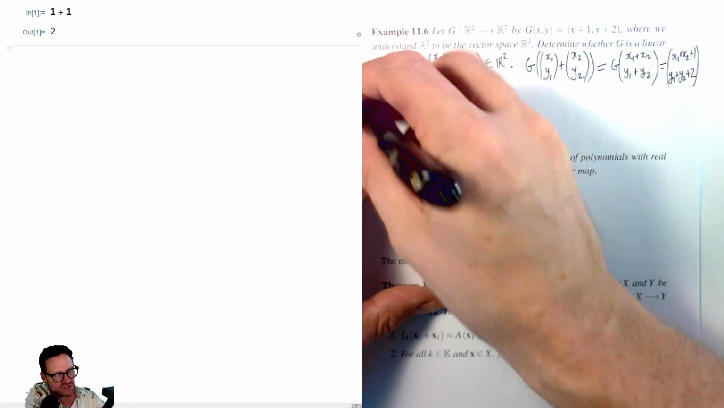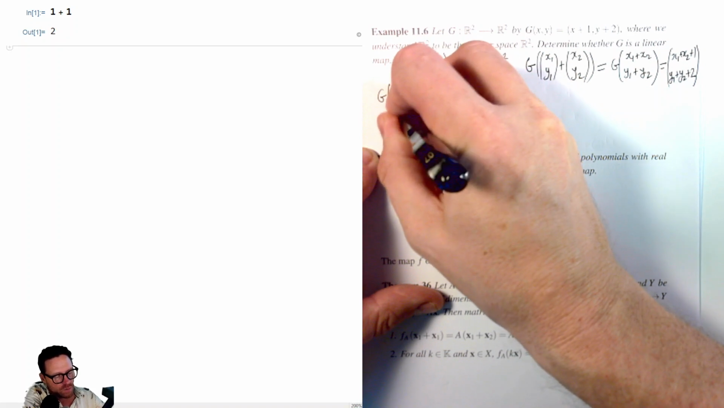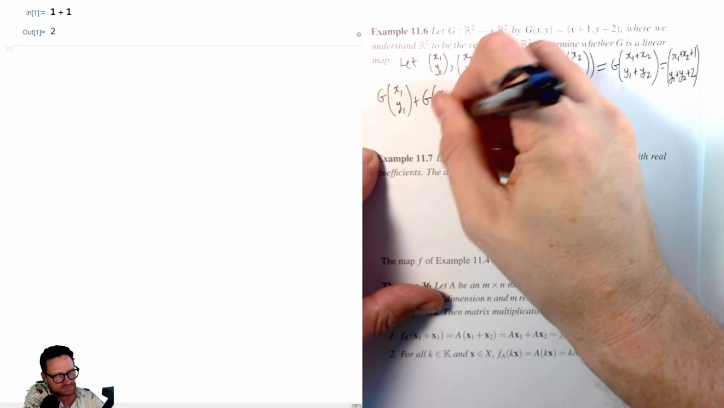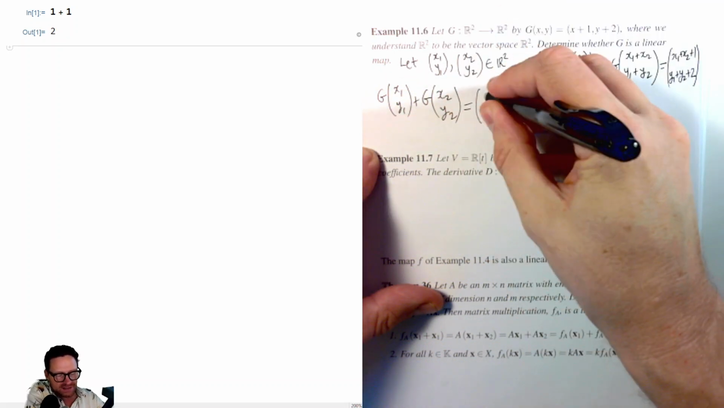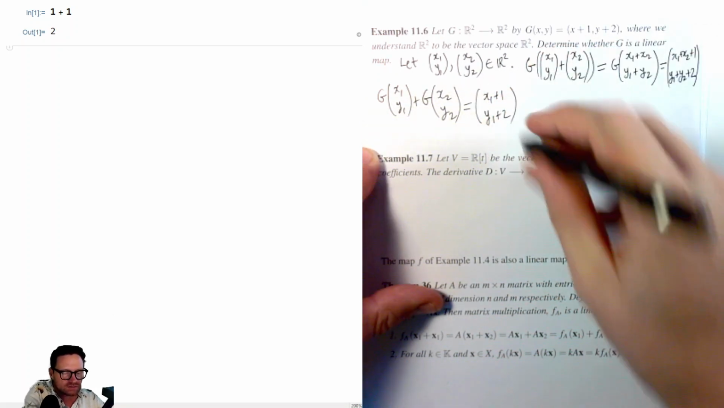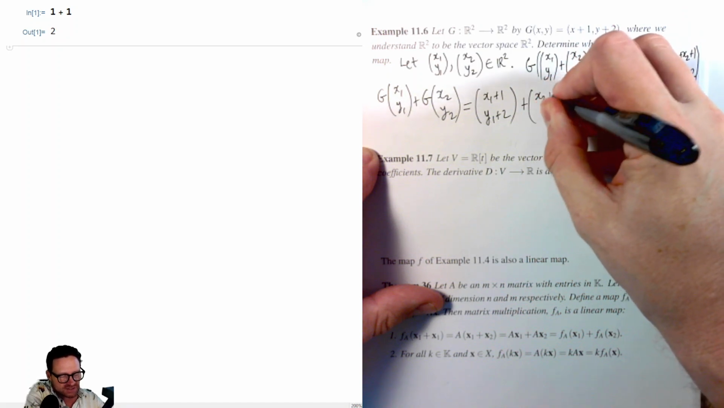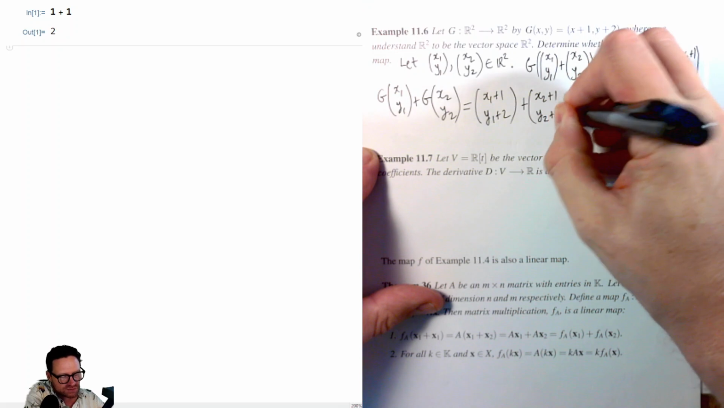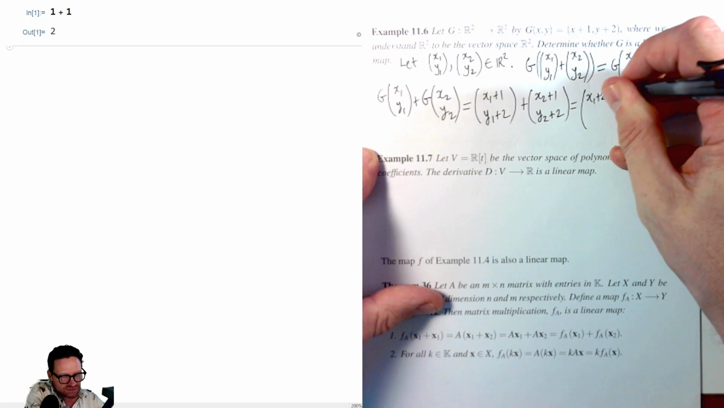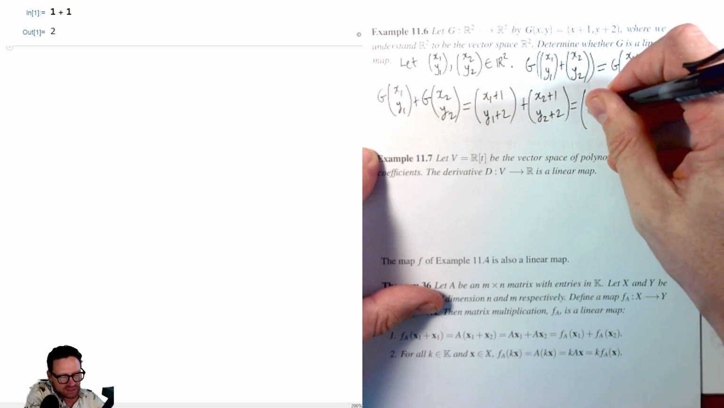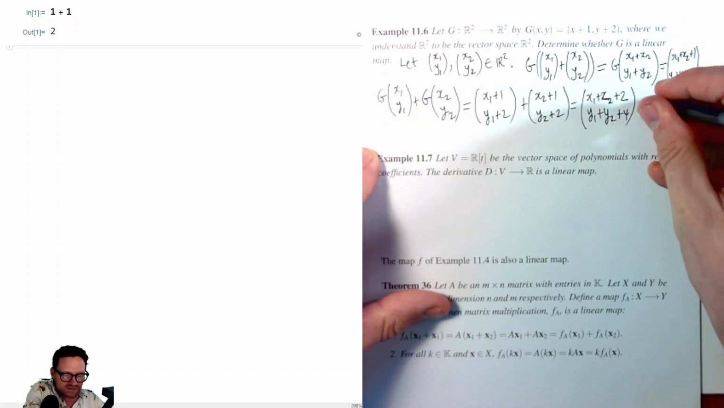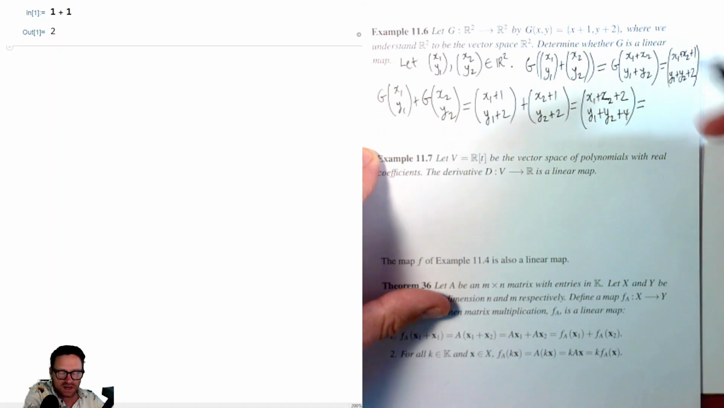Now let's have a look at G of x1, y1 plus G of x2, y2. So that is x1 plus 1, y1 plus 2, plus x2 plus 1, y2 plus 2. Then we add these two together and we get x1 plus x2 plus 2, y1 plus y2 plus 4, and this is not equal to the line above.